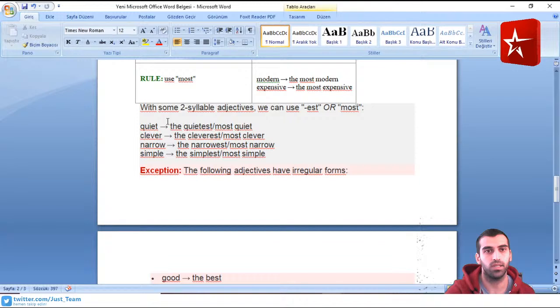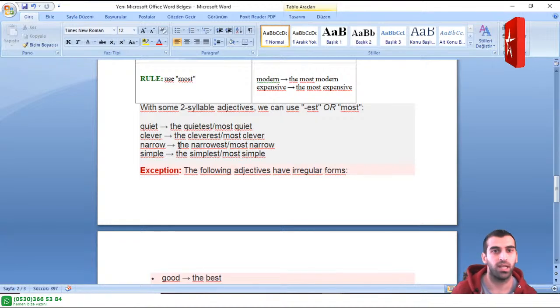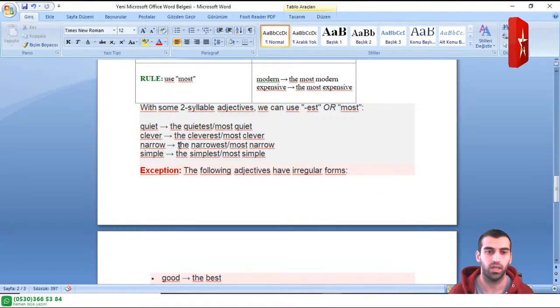Here you can see that with some two-syllable adjectives we can use -est or most, like quiet, clever, narrow, simple. They are exceptions. For quiet, we can say the quietest, and we can also use the most quiet. Clever: we can use the cleverest or the most clever. The narrowest, the most narrow. The simplest, the most simple. So actually it changes because of American English or British English.